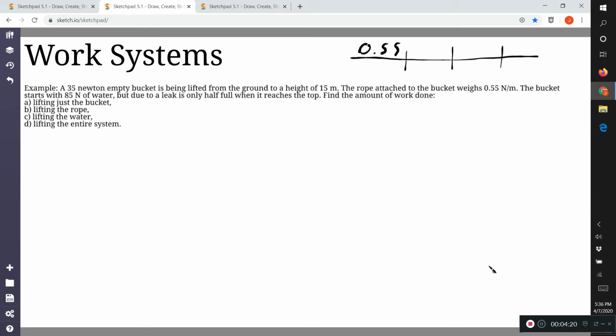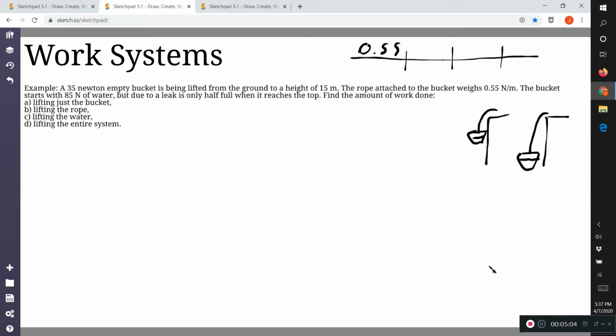So let's do a real quick picture here. We have a rope up on a platform, and that rope is coming down and attached to a bucket which has some water in it. Now, as we lift that up, the rope's going to get shorter and shorter and shorter. Let's do a second picture here. We're going to have less rope, and due to the leak, we're going to have less water as well. So the bucket is consistent, but the rope and water are both changing as we go up in distance.